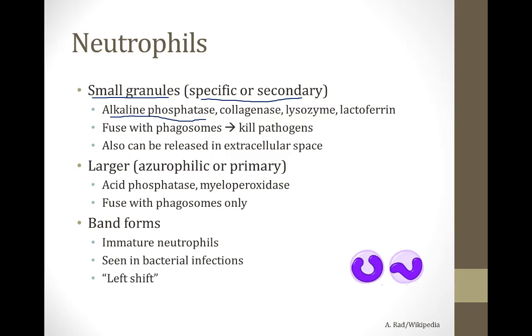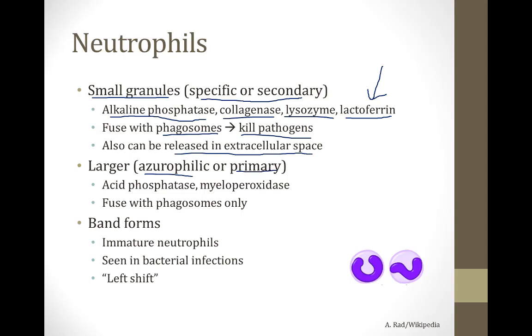The small granules also contain collagenase, which breaks down collagen, lysozyme, which breaks down the peptidoglycan cell wall, and they also contain lactoferrin. Lactoferrin gets its name because it's found in breast milk and it binds iron, but in terms of the neutrophils, what it can do is lyse the cell and kill bacteria. These small granules fuse with phagosomes and they kill pathogens. They also can be released into the extracellular space. The larger granules are called azurophilic or primary.